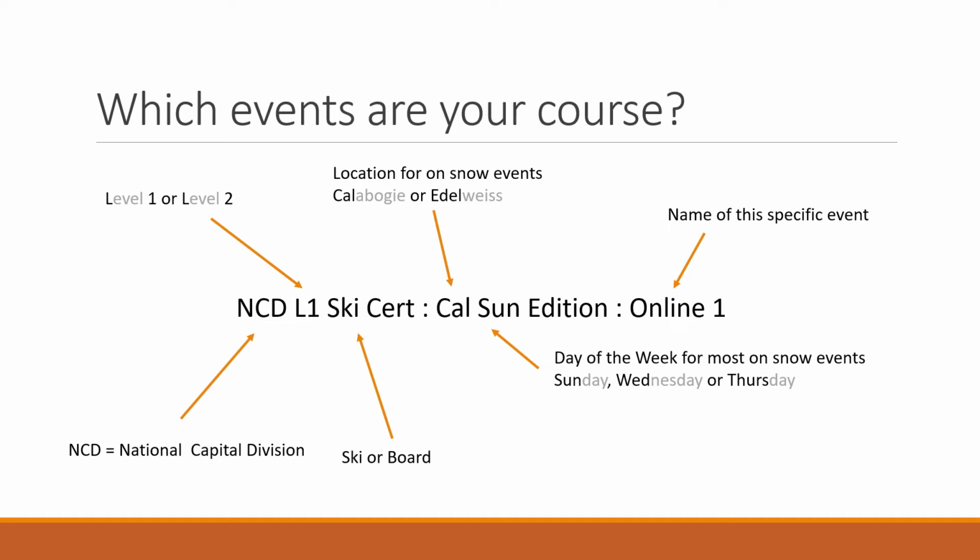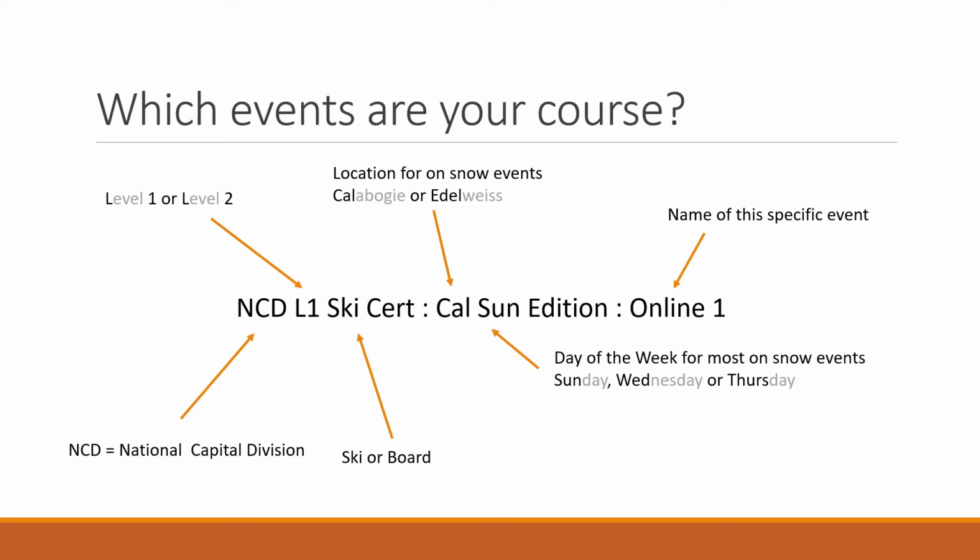This particular event is an online event and therefore isn't particularly taking place at Calabogie or Edelweiss, but we're keeping the first 2/3 of the name constant for all events in the same course. So if your course has the on-snow events at Edelweiss, then all of the events associated with that course will have Adel in that spot, including the online events and the on-snow events.